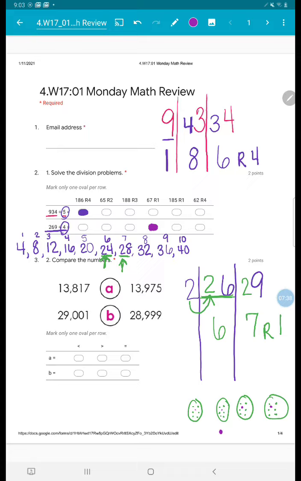Remember, I told you if you're not comfortable with these yet, that's completely okay. Right now, we're just thinking about the numbers and thinking through some strategies. Now, let's go on to number 2.